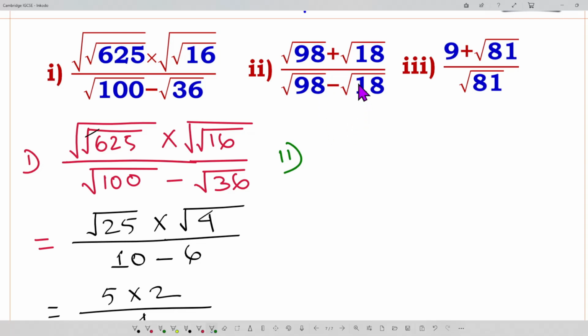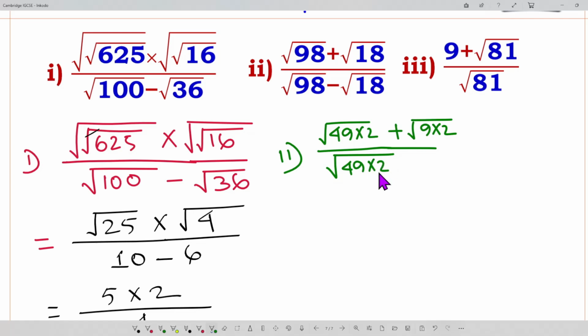Root 98 plus root 18 divided by root 98 minus root 18. So what can we do? First, this root 98 we can write root 49 times 2, plus here is root 18 we can write root 9 times 2. Similarly, root 49 times 2 minus root 9 times 2.